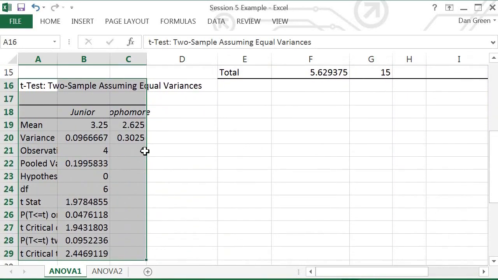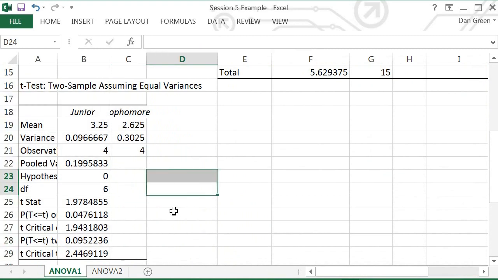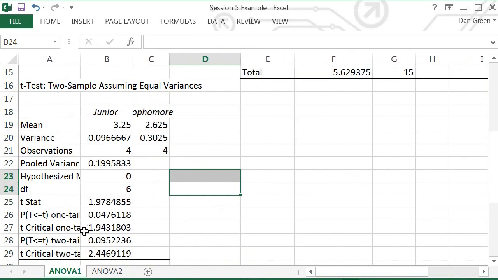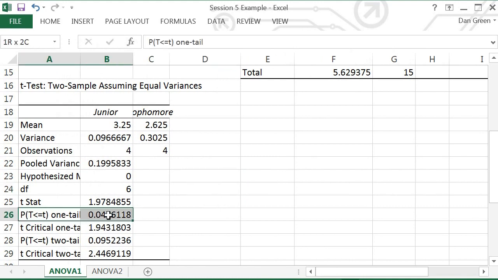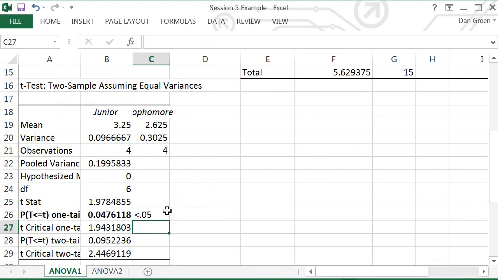So here's our first t-test. And we're testing to see if the junior's GPA is greater. So that is a one-tailed t-test here. If we widen this out, our p-value one-tail is right here, 0.047. And we see that that is less than 0.05. So that means that there is a statistically significant difference.